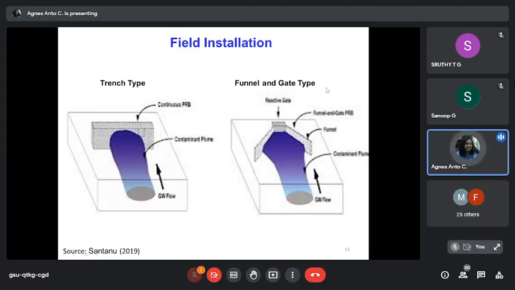Next is funnel and gate type. This is a little more refined methodology where you channelize your groundwater flow with the help of two gates. There are two impermeable gates on either side of your PRB, and then you channelize your groundwater flow and ensure that it intersects your PRB. So here the flow mechanism is slightly more complicated compared to the trench type.